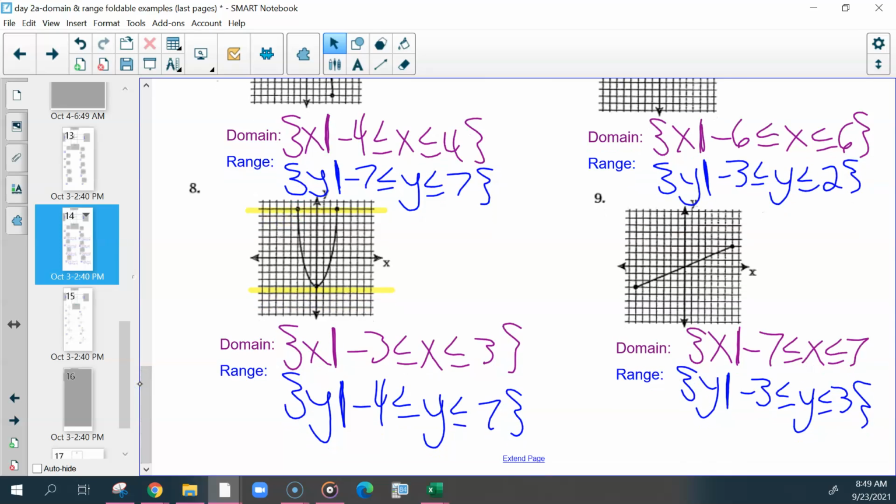And number 8, someone asked about that yesterday. The domain was from -3 to 3. The range was from -4 to 7. 9 was another straight line, but this one was a little longer. Domain was -7 to 7. Range was -3 to 3.